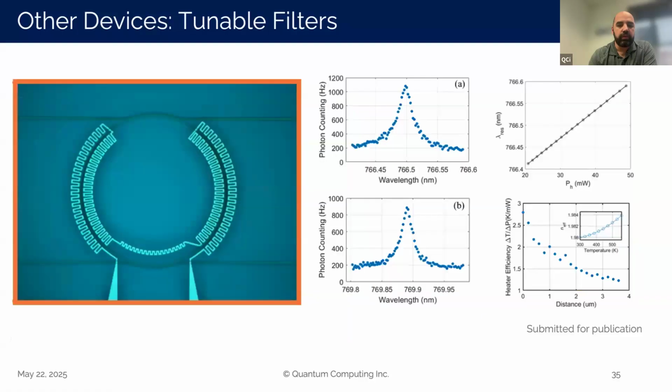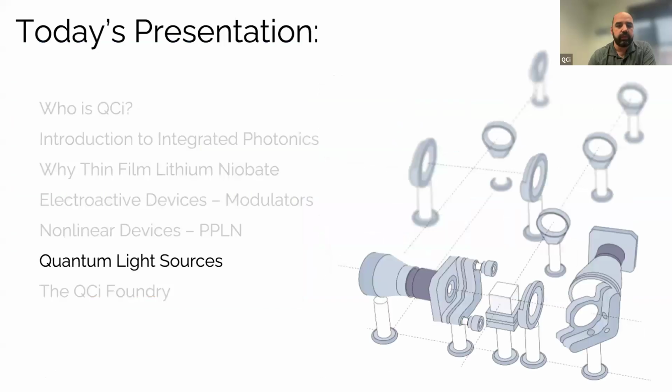Here are some more recent devices, and you see that we've been able to repeat this now in the visible range. The cavity wavelength for this particular ring is at around 770, and we're able to tune that wavelength quite linearly. That's what we're showing in the upper right portion of the screen.